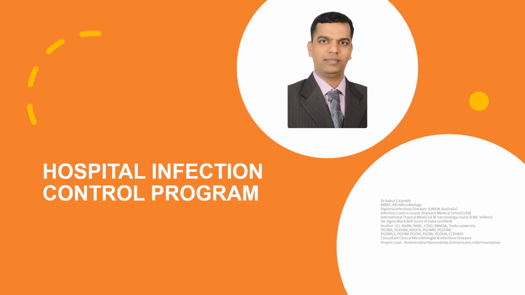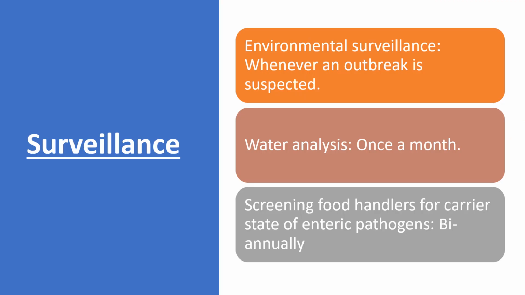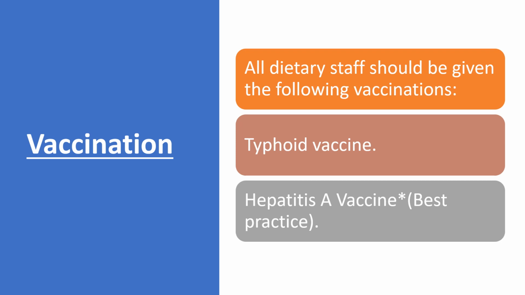Let's learn about infection control details of environmental surveillance, which needs to be done whenever an outbreak is suspected. Water analysis needs to be done once a month, and screening food handlers for carriers of enteric pathogens biannually. All dietary staff will be given the following vaccinations such as typhoid vaccine and hepatitis A vaccine.